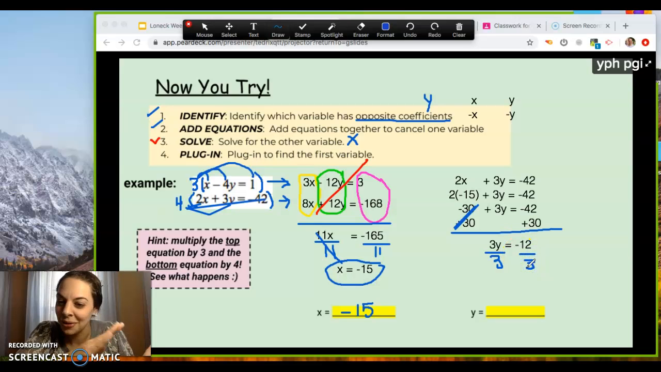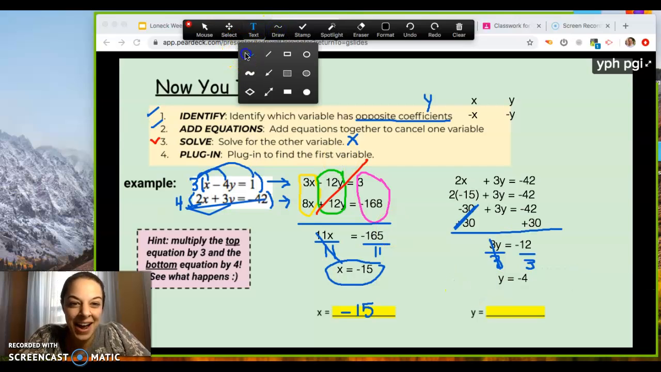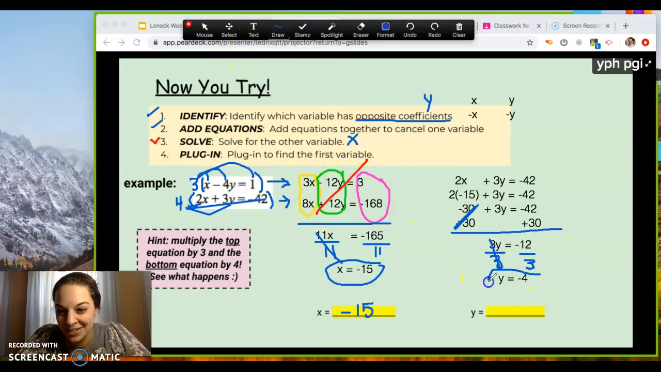We know what x equals. Now we got to figure out y. The 3y divided by 3, the 3s cancel out, and we are left with y equals negative 12 divided by 3, negative 4. Awesome. That means I have my other half of the answer. Y equals negative 4.